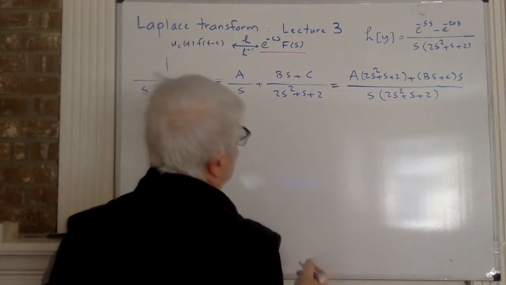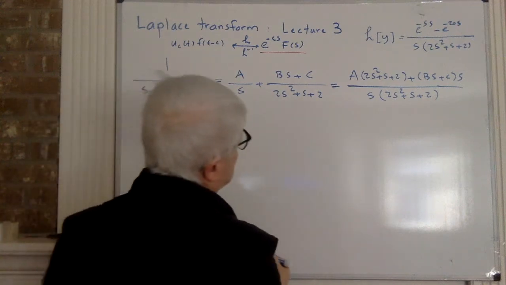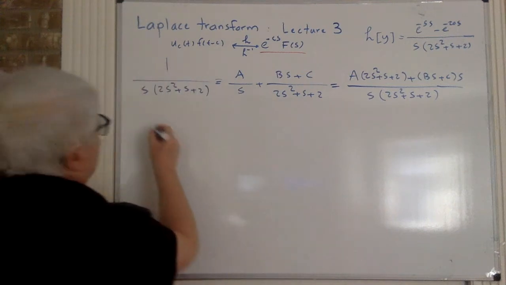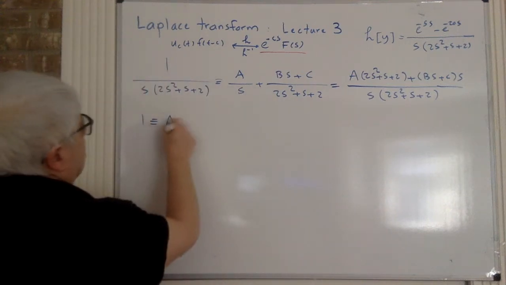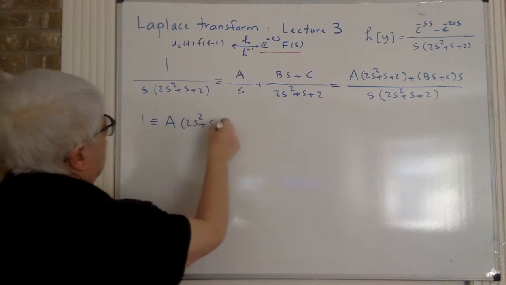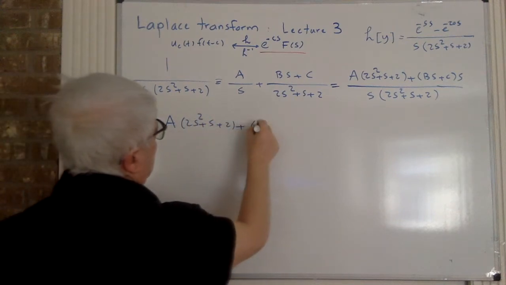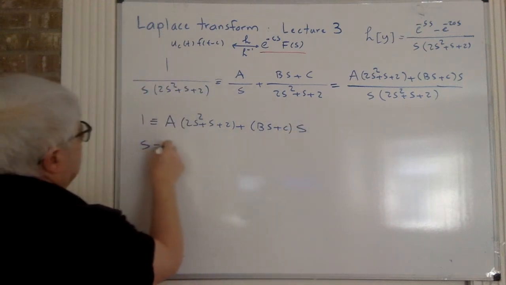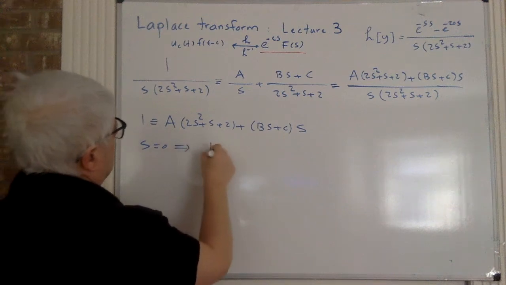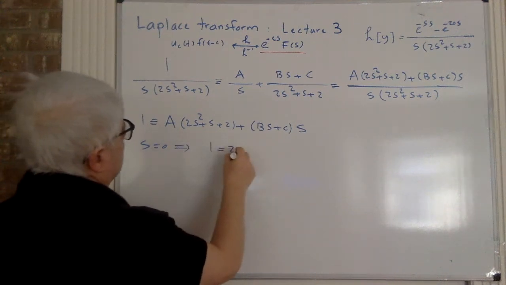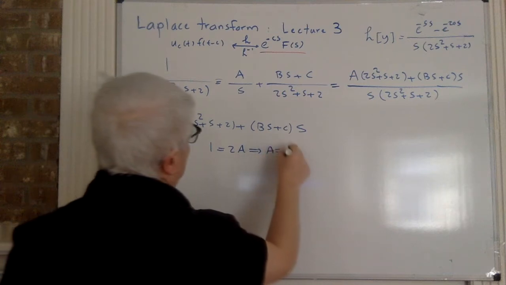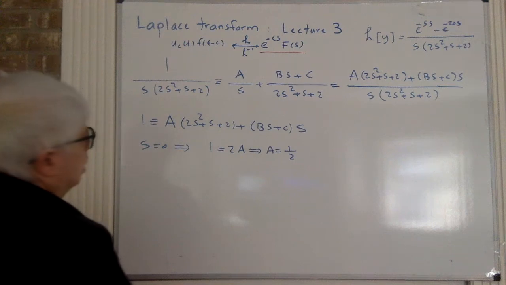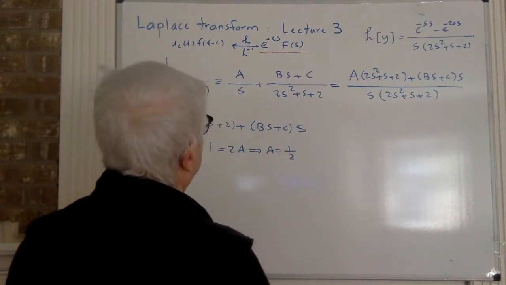Partial fractions. Let's see, if I set s to be 0, I will get rid of this and I can find A. So if I set s to 0, this is 0, so I have 1 equals 2A. So A is 1/2. Okay, A is 1/2, and now I can find Bs plus C.